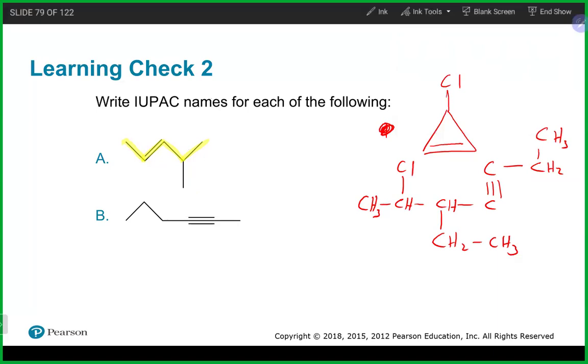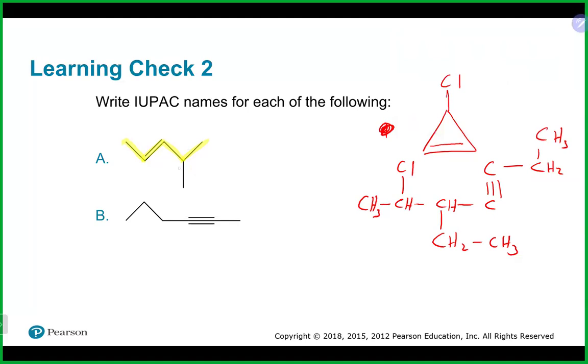That means we do have a group there, which would be this guy right there. We have pent, ENE, as it's a double bond happening there. We do want to number our chain to give our group the smallest number. If we go left to right, that's 1, 2, 3, 4, 5. If we go right to left, that's 1, 2, 3, 4, and 5.